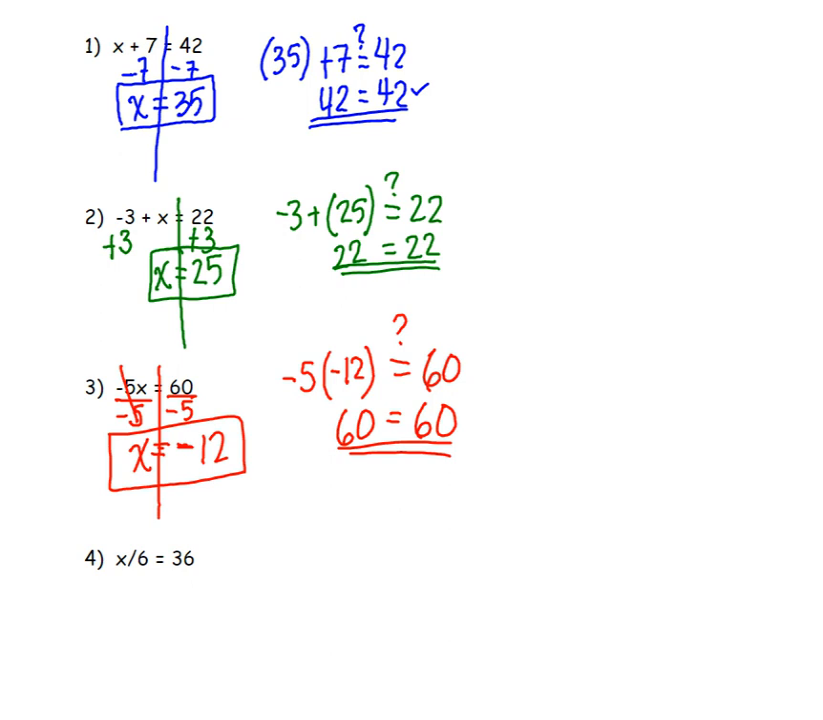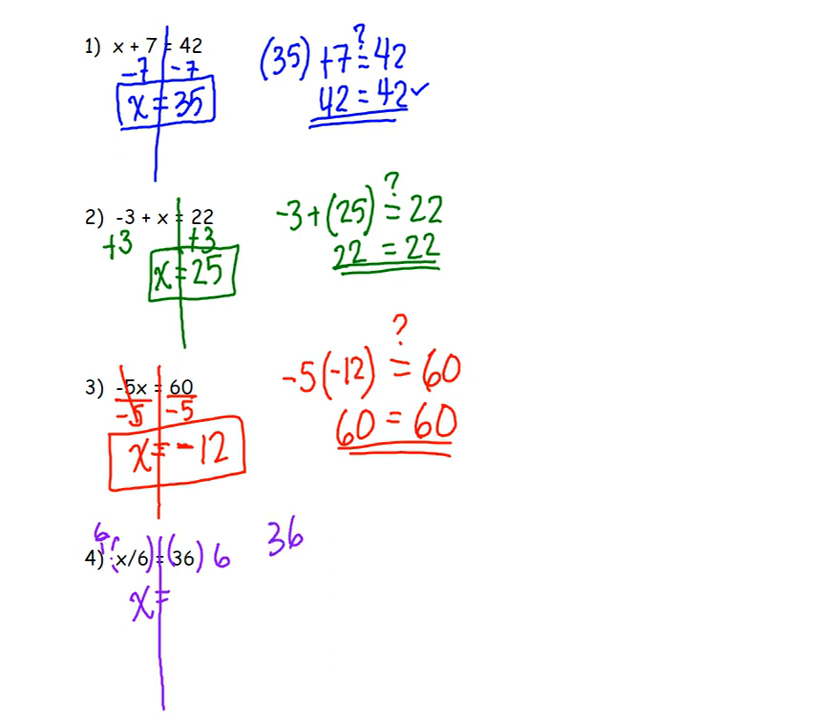Okay, so I'm going to draw my line here. x divided by 6 equals 36. How do I undo dividing? Well, the opposite of dividing is multiplying. And when I multiply, I use parentheses like this. I'm going to multiply by 6 on both sides. And that gives me, on this side, the 6 over 1 times x over 6 gives me 6x over 6. And then 6 over 6 is 1, so that gives me x equals 36 times 6.